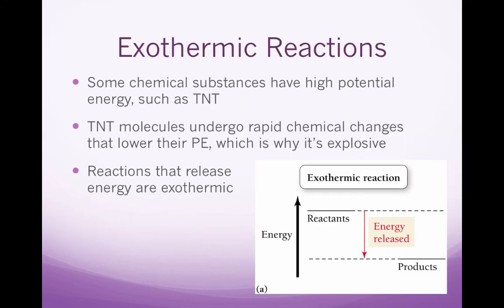Let's talk about exothermic reactions. Some chemical substances have high potential energy, such as TNT. TNT molecules undergo rapid chemical changes that lower their potential energy, and this is why it's explosive.